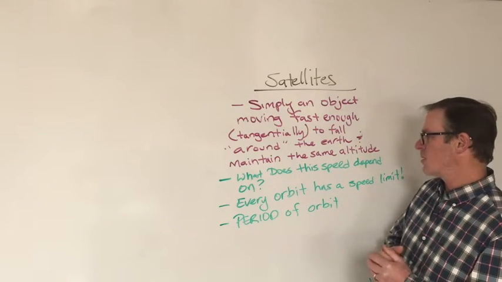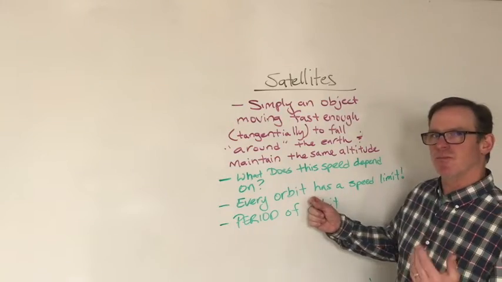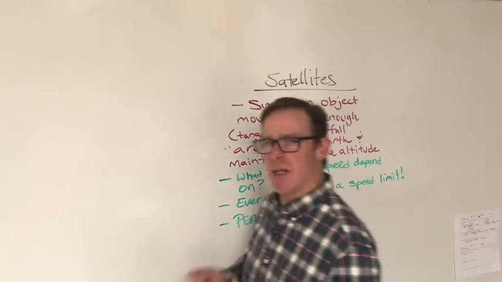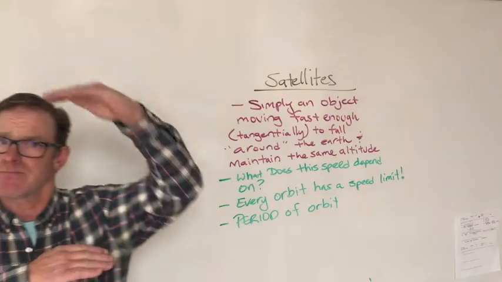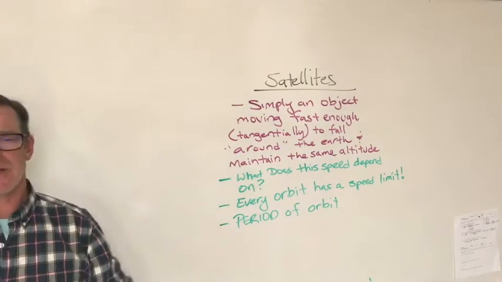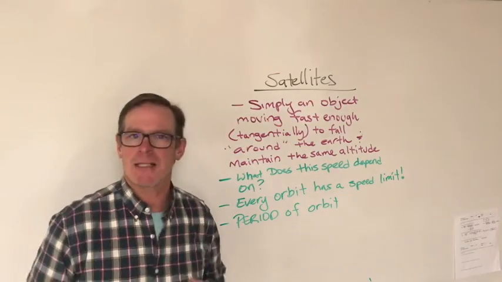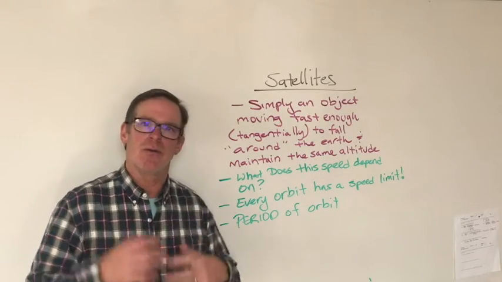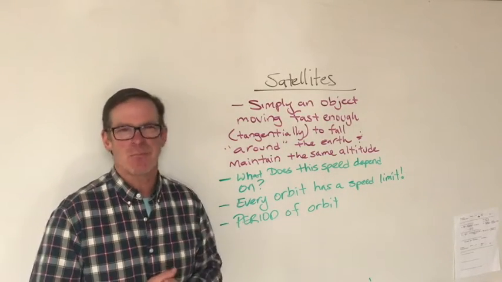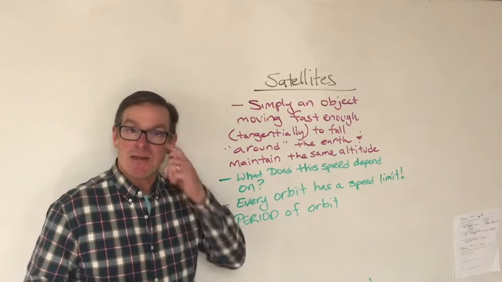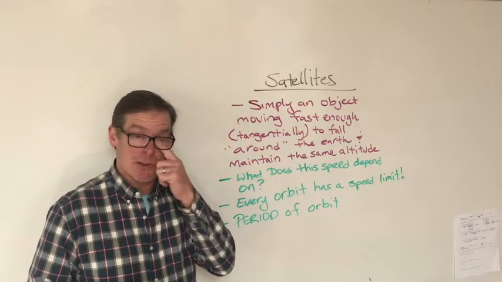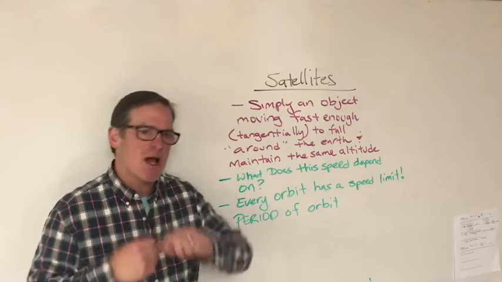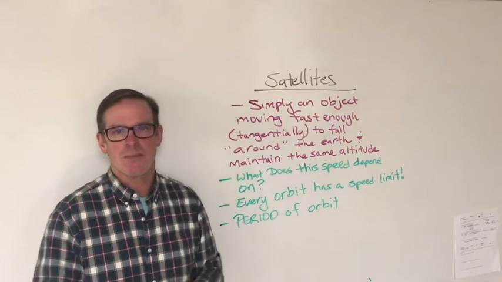I'm going to refer to this probably more than once: every orbit, depending on how far it is away from Earth, has a speed limit. And we're going to see how the velocity, that speed limit, and the radius of that orbit determine the period, on some level, the time for one trip around the Earth.